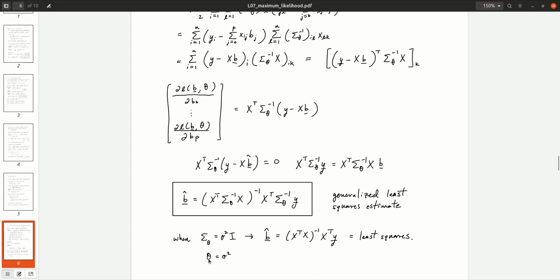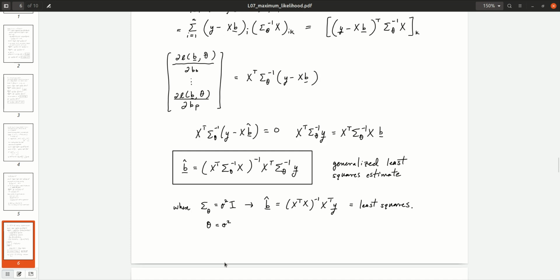So just to show you what we mean by theta. Theta is a parameter or vector of parameters. So in this specific case, theta is the parameter sigma squared.